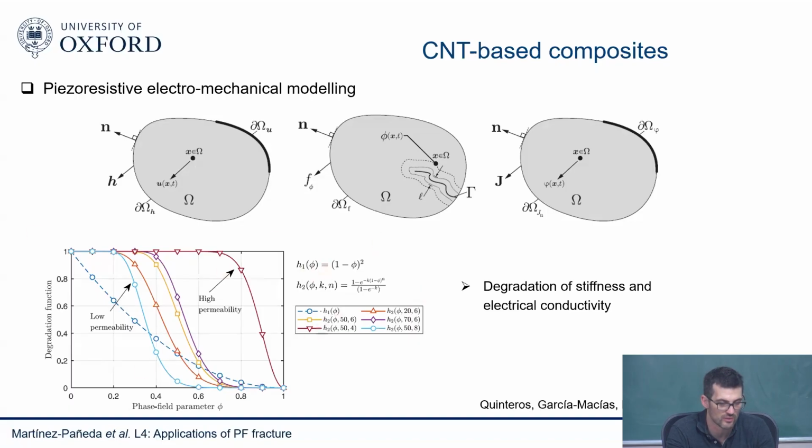So I think actually there was a question about what you need to do if you need to come up with your own degradation function. So this is the degradation function, normally called G, that we use for the phase field. So normally we use this quadratic form.